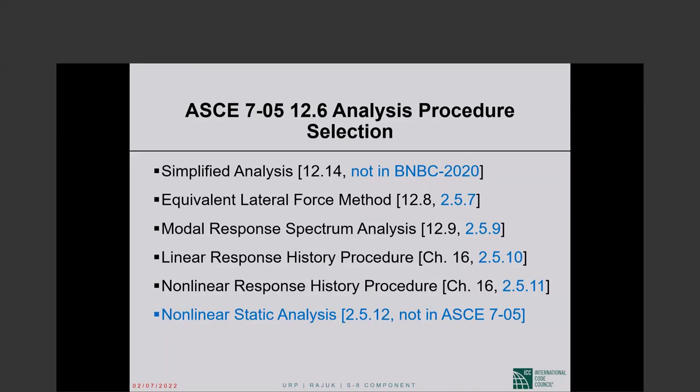Linear response history analysis, I do not believe gives you anything that you cannot get out of modal response spectrum analysis. So I do not know. I personally am not very high on that. Nonlinear response history analysis, on the other hand, is pretty much the state of the art. That's about as far as we can go with analysis.